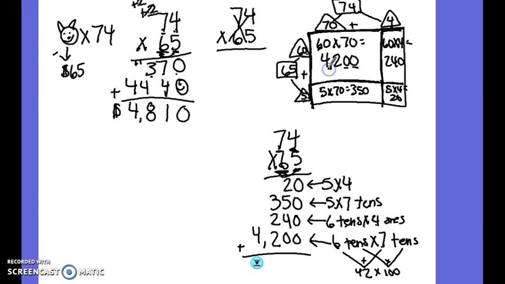Before I add these up, I again want you to see the connection with the area model, so 4,200, 240, 350, 20. When I add these up, I get 4,810, which is the exact same product that I got up there. So again, my answer would be $4,810.